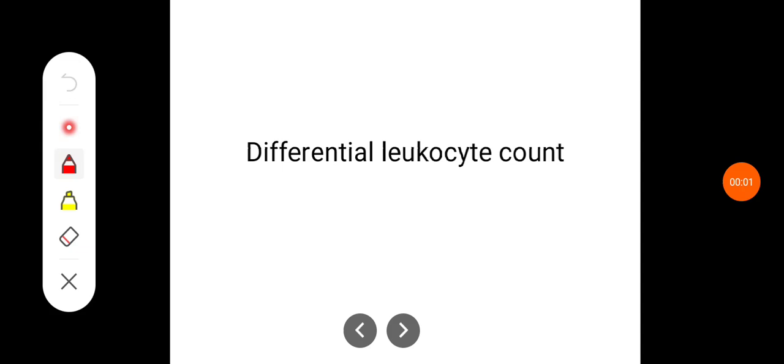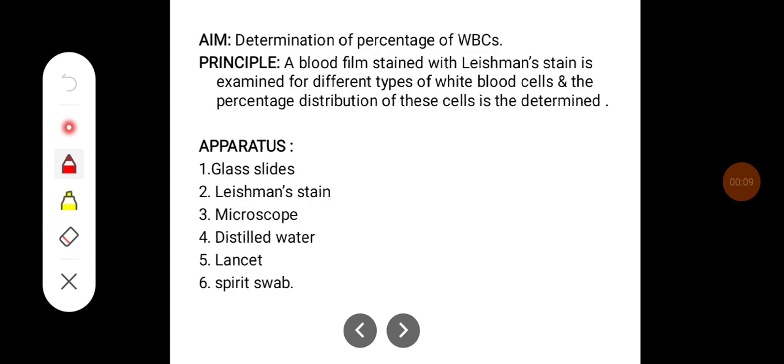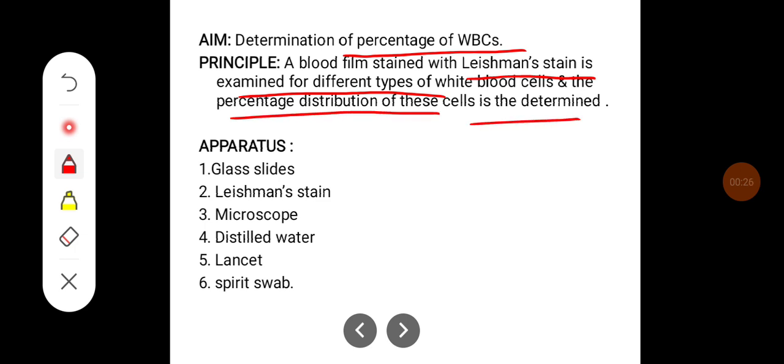Hello everyone. In this particular class, we'll try to learn about what is differential leukocyte count and how it is performed. The aim of this practical will be determination of percentage of WBCs. The principle is here, a blood film is stained with Leishman stain and examined for different types of white blood cells, and the percentage of distribution of these cells is determined.